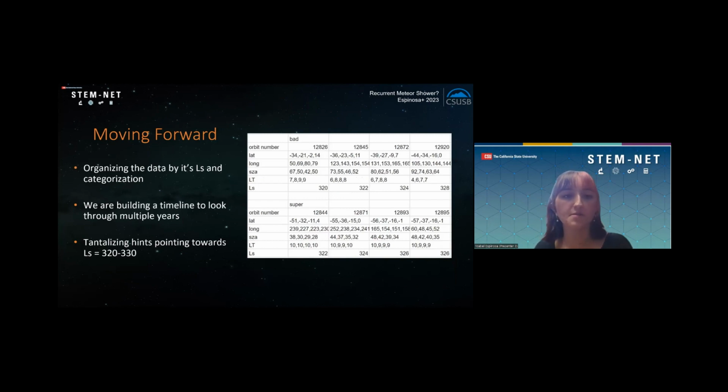Moving forward, we're trying to organize the data by its Ysab and categorize it so we can try and find trends that might lead us to a meteor shower. And we're trying to make a timeline so we can look through multiple years and see if a pattern happens where a possible meteor shower happens at the same time every year. Right now, we're getting tantalizing hints pointing towards Ysab being between 320 and 330. So hopefully, as we continue looking, this trend will continue and we might find an annual meteor shower on Mars.